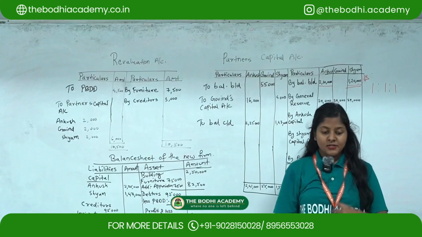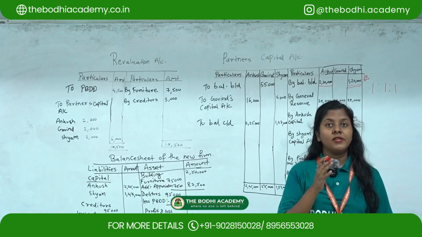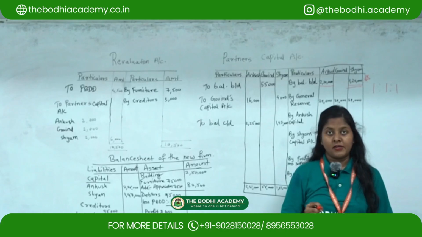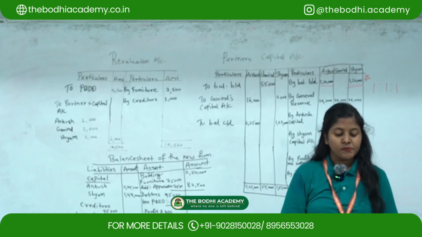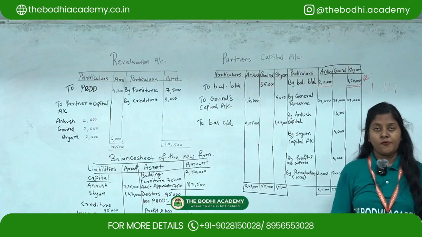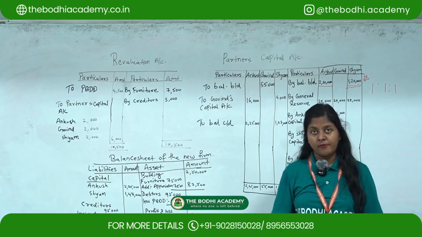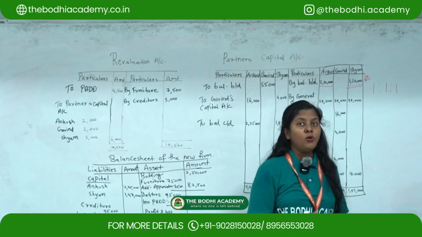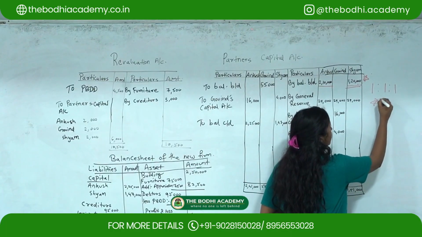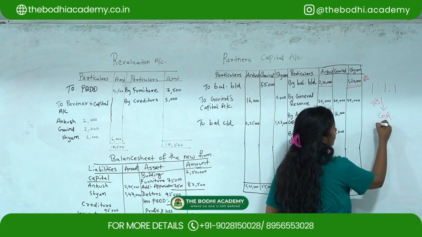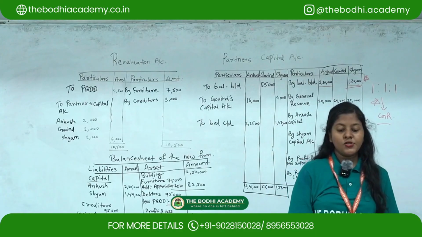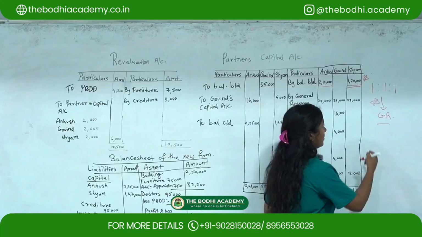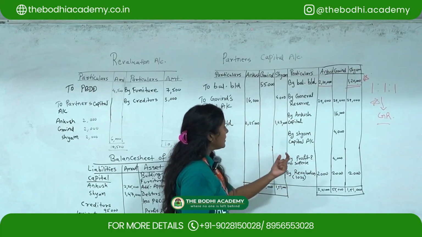Then next, they have given general reserve. With regards to general reserve, we always distribute it among the partners since it is their profit. Whenever there is a retirement or death of a partner, you always have to distribute it in the old ratio. So general reserve we are going to distribute in the ratio 1:1:1. Here general reserve they have given as 87,000, so you have to distribute it to all the partners equally.